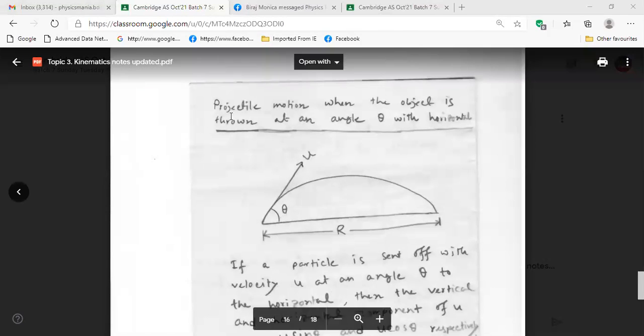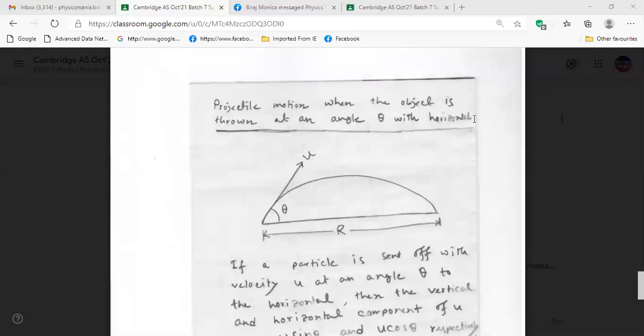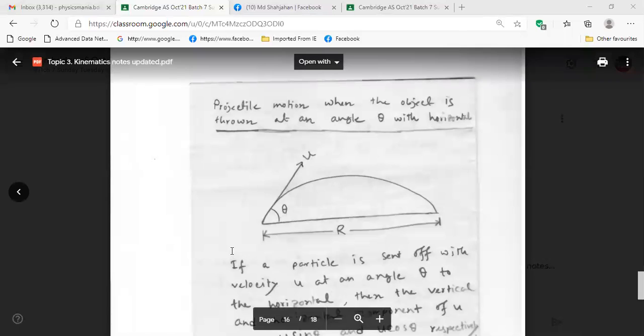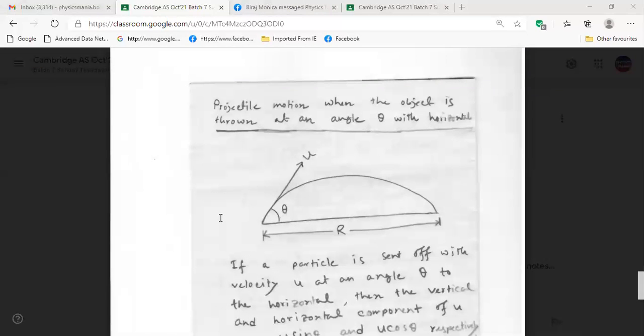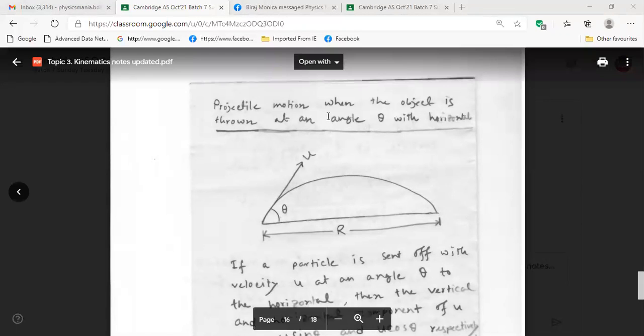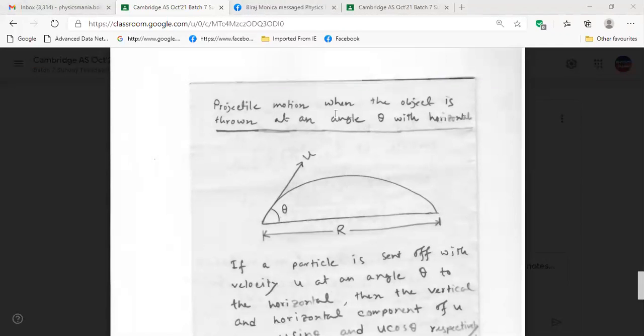Farhan and Hasan, please write this part: projectile motion when the object is thrown at an angle theta with horizontal. Have you written? No, sir, I haven't written this. So write this heading, please. This one we are going to discuss today. That part was left.